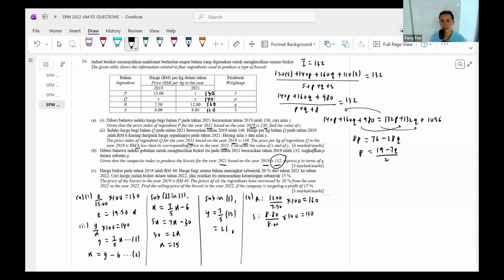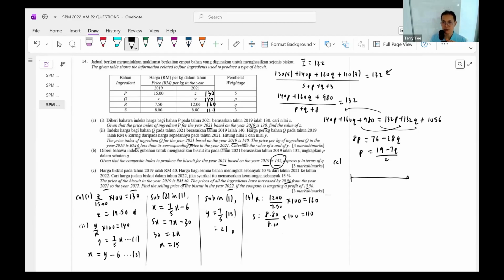All right. Last part C. Sorry, no space. I have to squeeze in everything here. Now, the price of the biscuit in the year 2019 is 40 ringgit. The price of all ingredients increased by 20% from 2021 to 2022. Find the selling price in 2022, given that the company is targeting a profit of 15%. So number one, you need to know that cost has gone up. Before this, the cost is 132, from 2019 to 21. Now 21 to 22 increased by another 20%.